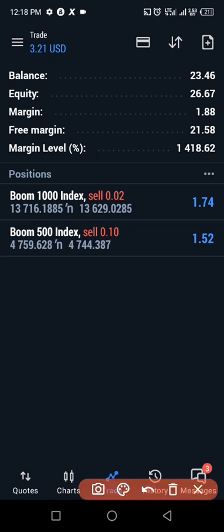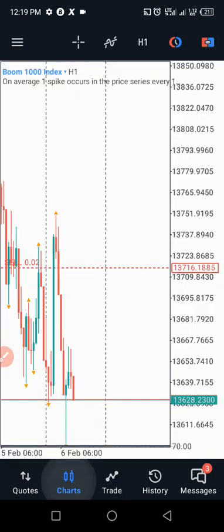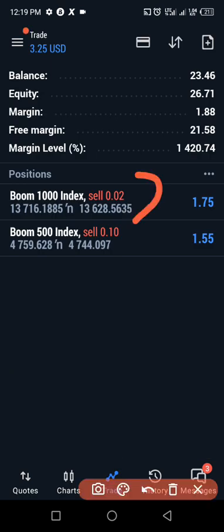I'm just going to show you the entry point for Boom 1000, and then maybe I can tell you where you can take an entry now. Then maybe tomorrow or some other time I will do an analysis on Boom 500, and show you how you can take an entry.